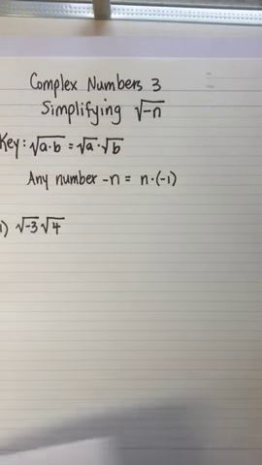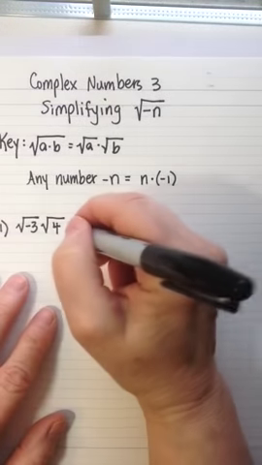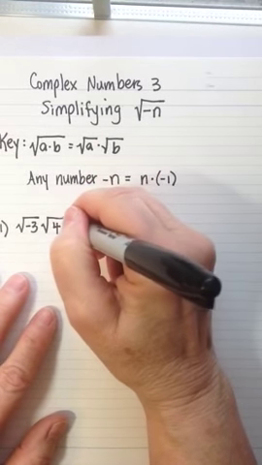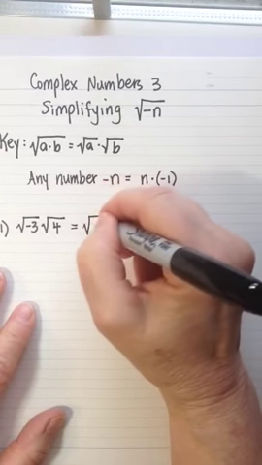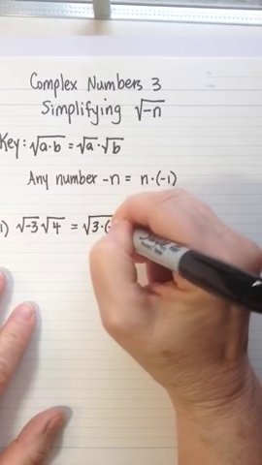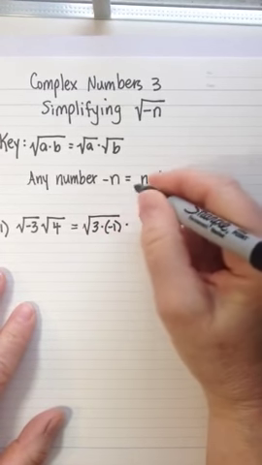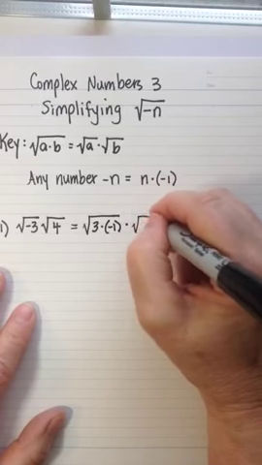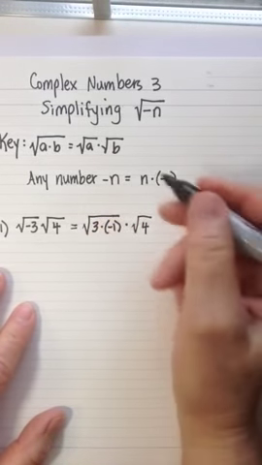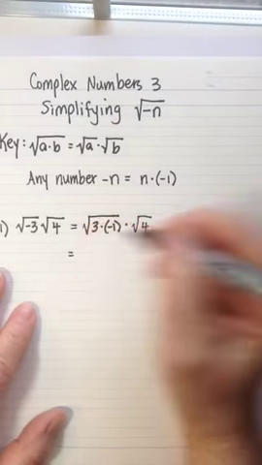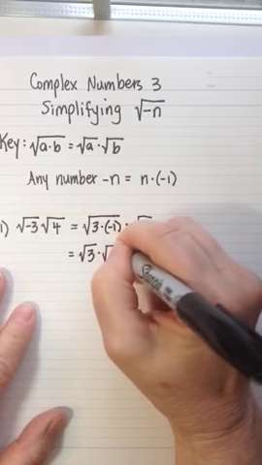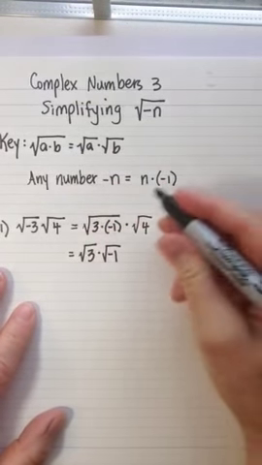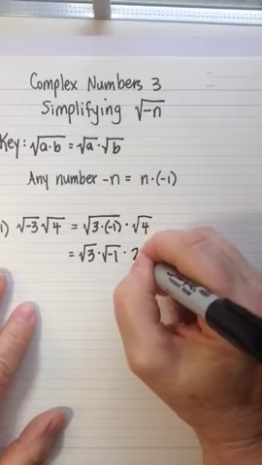So I'm going to work some problems now to show you how this plays out. The first one is the square root of minus 3 times the square root of 4. The square root of minus 3 is equal to the square root of 3 times minus 1. And we're going to multiply that by the square root of 4. The square root of 3 times minus 1 is equal to the square root of 3 times the square root of minus 1 by our key. And the square root of 4 is 2.